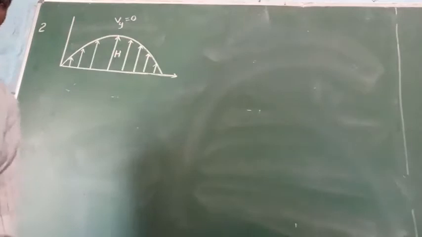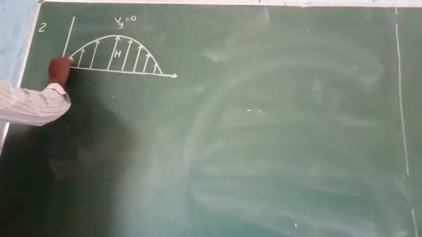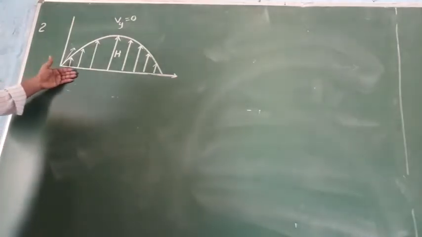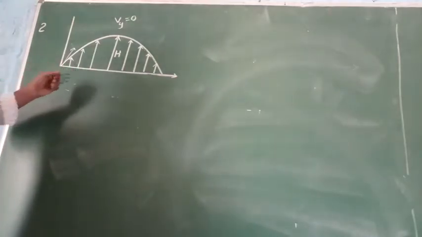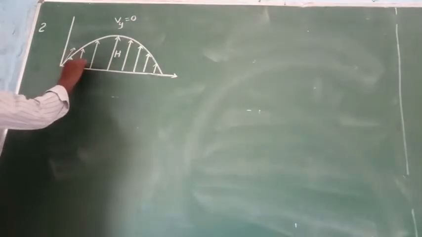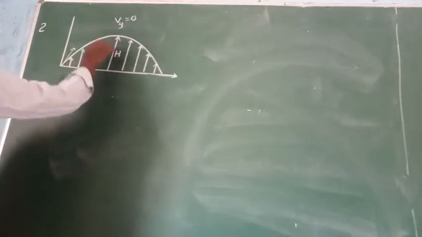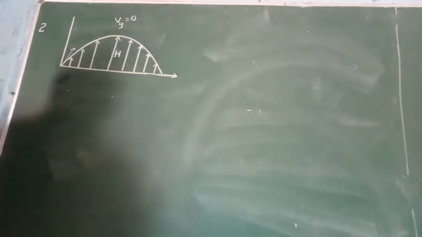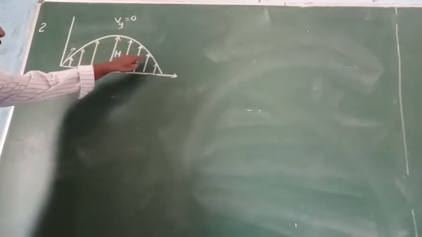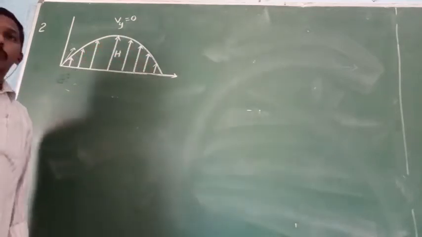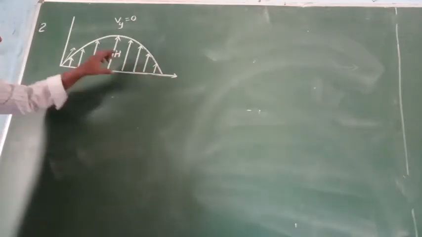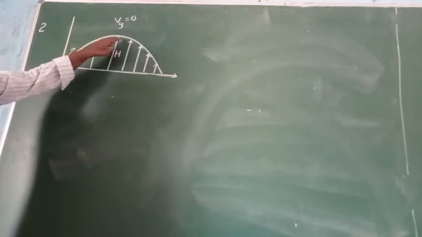In the case of a projectile, what happens here? The horizontal displacement gradually increases. But what about vertical displacement? If you observe the diagram, vertical displacement initially increases and reaches one maximum value. After reaching that point, its height gradually decreases and it reaches the same horizontal plane from which it was projected.